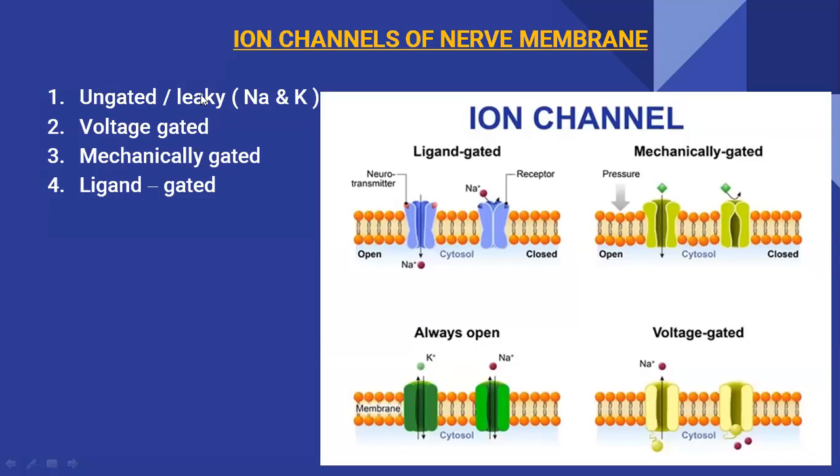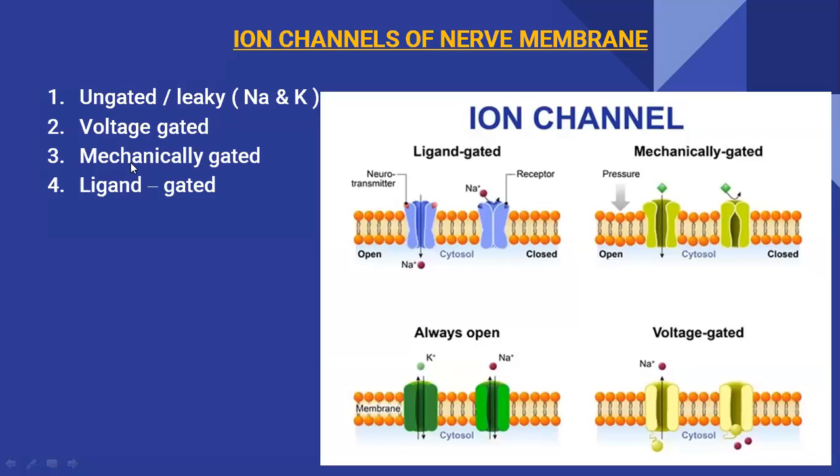One is ungated ion channels, or leaky ion channels. In these ungated leaky channels, sodium and potassium ion channels are very, very important ones on the plasma membrane of the neuron. The second type of channels are voltage gated channels. These play a very important role during the functioning of the neuron, when the action potential is generated. Action potential generation is due to the activity of voltage gated channels only.